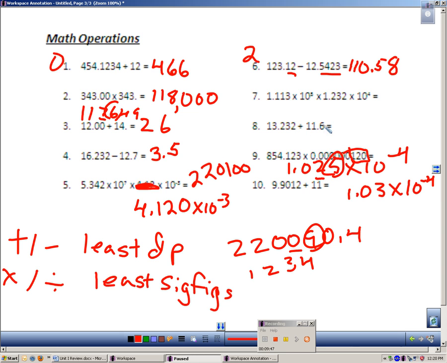All right, so let's look at number 8. I also had a question about that. 13.232 plus 11.6. Okay, how many decimal places am I going to round to? 1, because you only have 1 decimal place right here, while over here you have 3. So I add them up, and that's 24.8. And that's it.